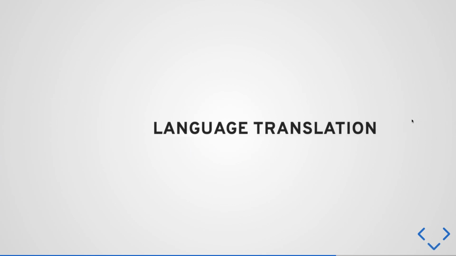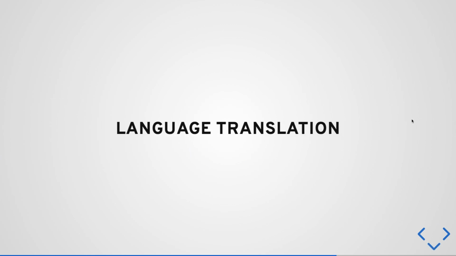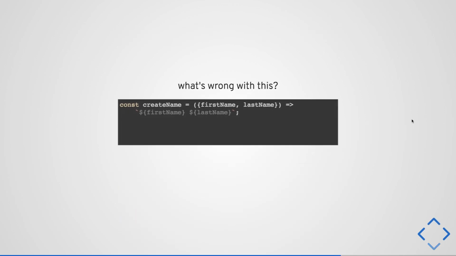Okay. Language translation. This is a fast one. All right, what's wrong with this? Not everybody's first name, last name. What are all the things wrong with this? You're splitting it into first name and last name. What's wrong with that? There's a lot of places you do that. They may have more names, they may only have 1 name.